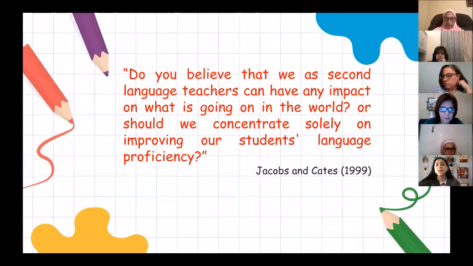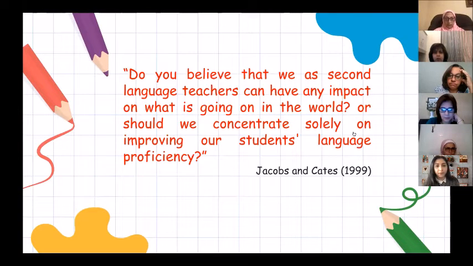And they asked, do you believe that we as second language teachers can have any impact on what is going on in the world? Or should we concentrate solely on improving our students' language proficiency? So I would appreciate your input on that. What do you think? Do you think that as teachers, we can make a change as language teachers, or we should focus on the idea of English language teaching?